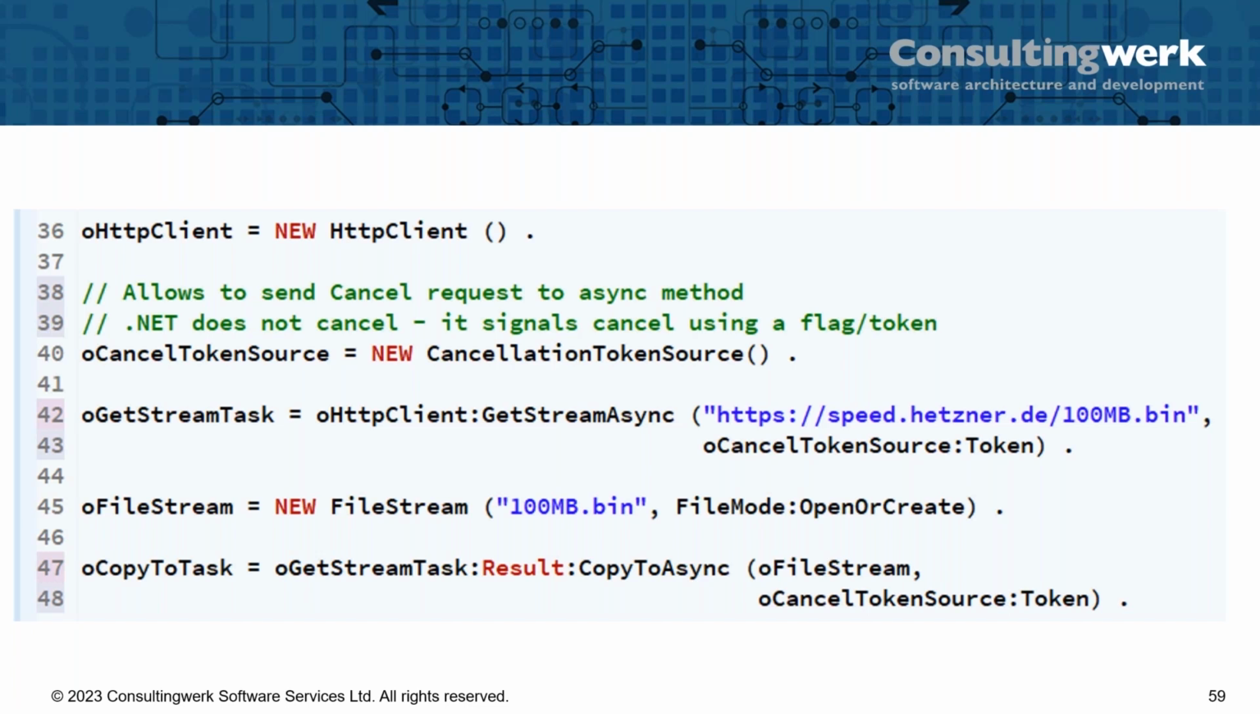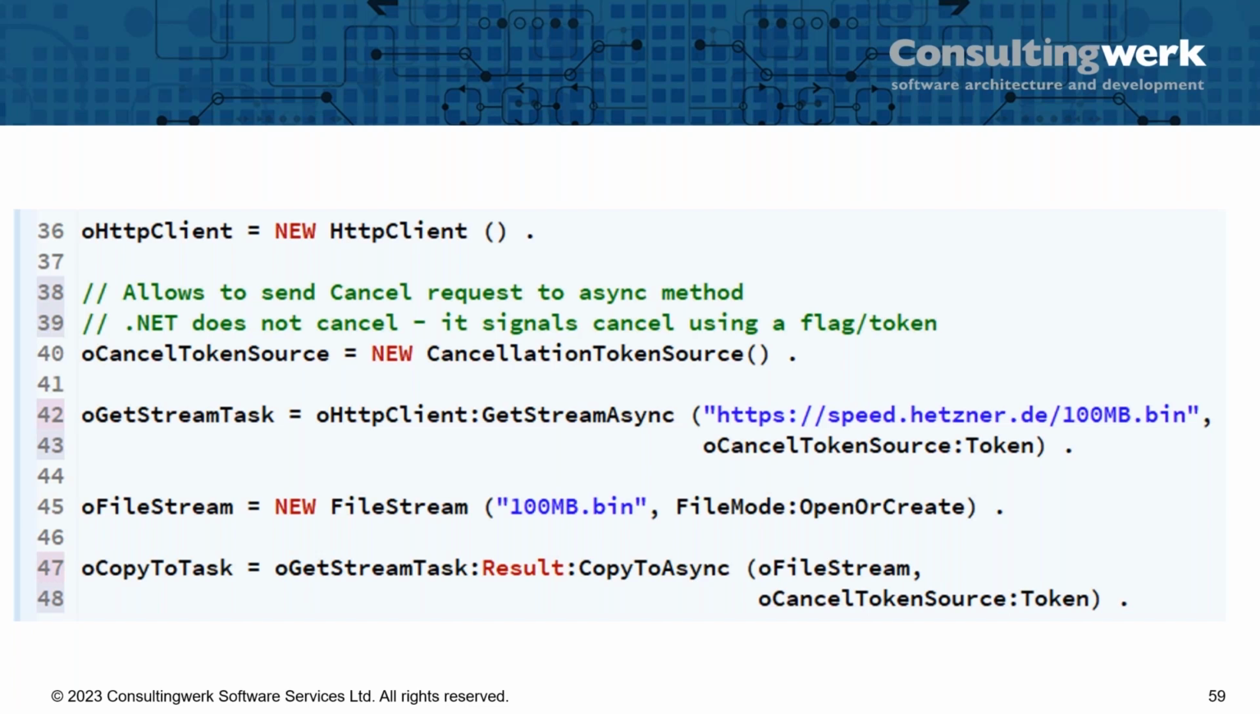And then the copy to method is also asynchronous. There we see that the copy to method is executed on the result of the get stream method. So there's one stream that provides me the data of the web response, web request response, and then I use the copy to method of that stream to write it to another stream. To both asynchronous operations, I'm providing a token reference of this cancel token.